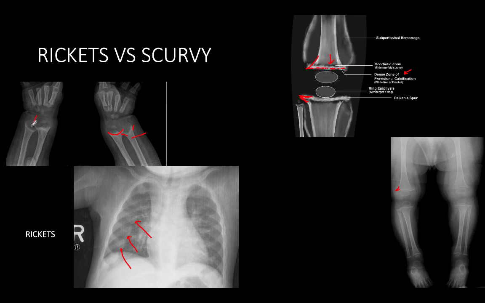So where rickets is really ill-defined, scurvy is really well-defined. Okay, that's a fundamental difference. This is called the white line of Frankel. Okay, there's a name sign associated with that. You can also see the really well-defined ring epiphysis. You can see this on either side, and this is a good example, kind of in both legs here. So this will be bilateral. This is systemic. Both of these are systemic vitamin deficiencies. Rickets, vitamin D; scurvy, vitamin C. Okay.